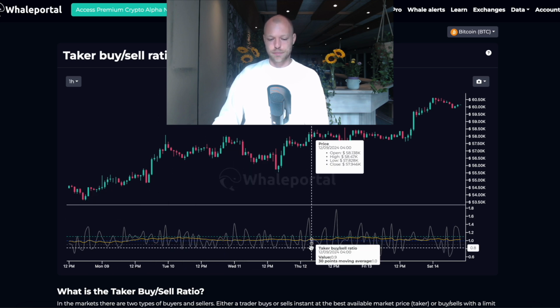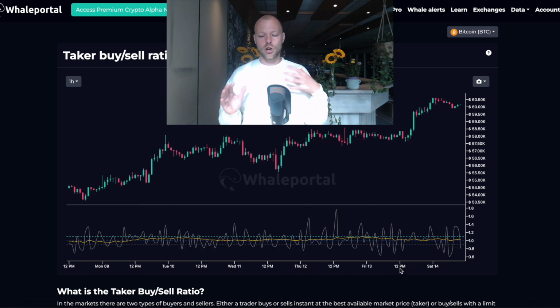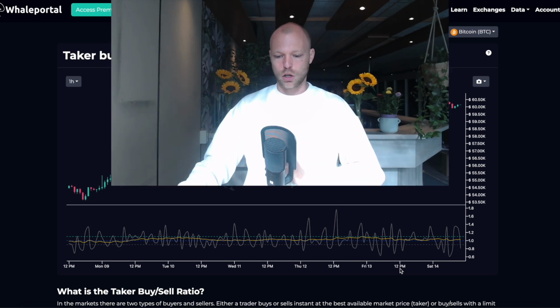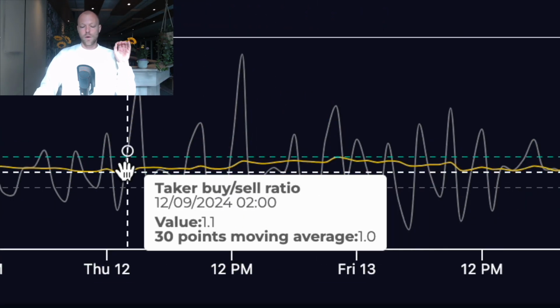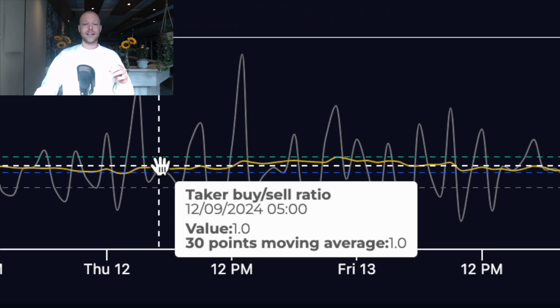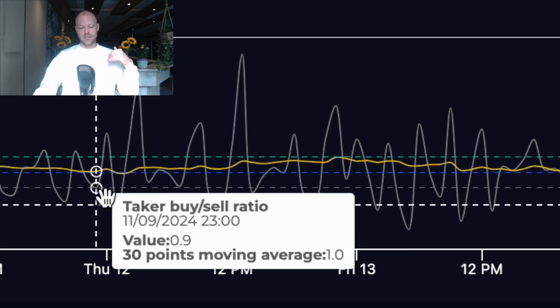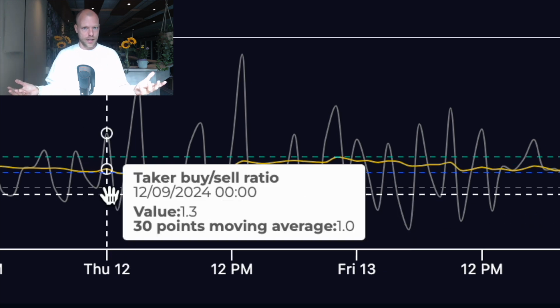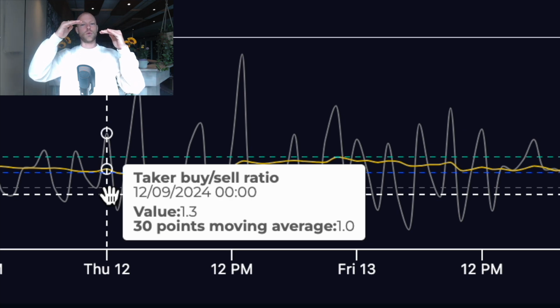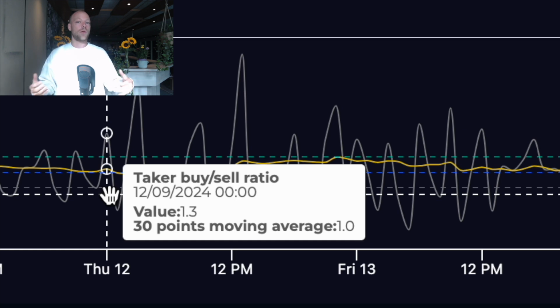Below we have the taker buy sell ratio. You see a couple of different lines and different colors, right? We have first of all the gray line right here. The gray line is the exact value of the taker buy sell ratio. If that number is greater than 1, it means that there are more people longing right now using market orders. If that value is lower than 1, it means that more people are shorting using market orders.